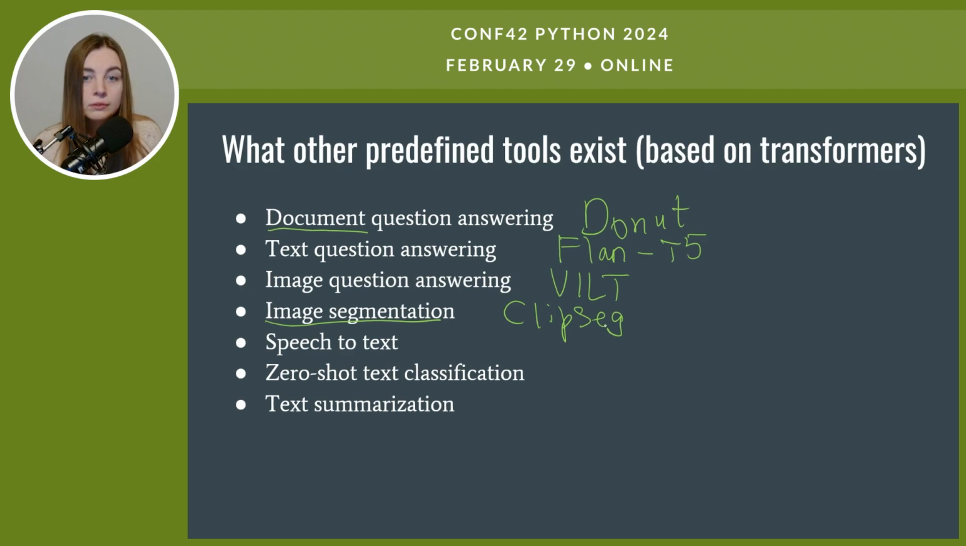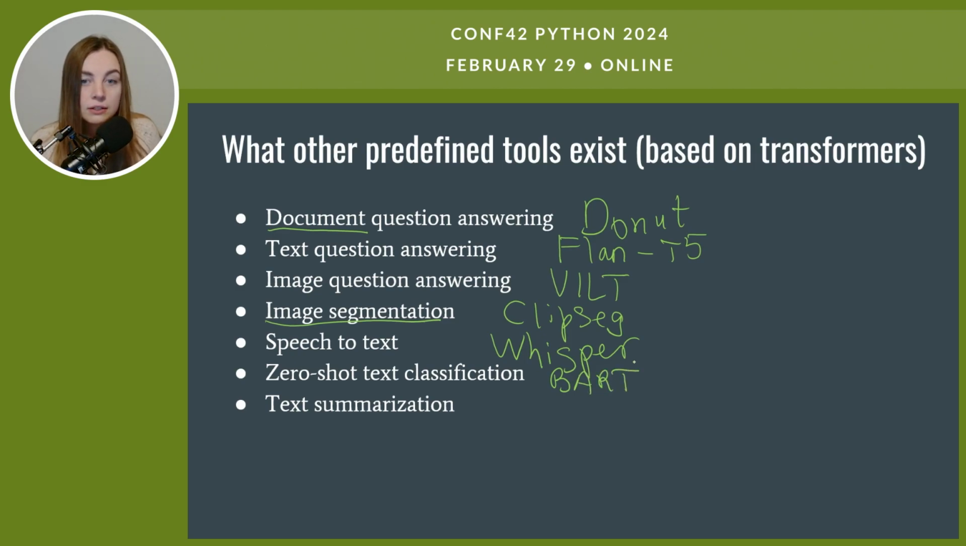Also, in our example, we had text to speech, and we can have a reverse task. We can have speech and then translate it to text. And this transformer model is Whisper. And we also can have zero-shot text classification. If we don't have many labels for the classification task, we can provide a text, we can provide a list of labels, and try BART to classify this text.